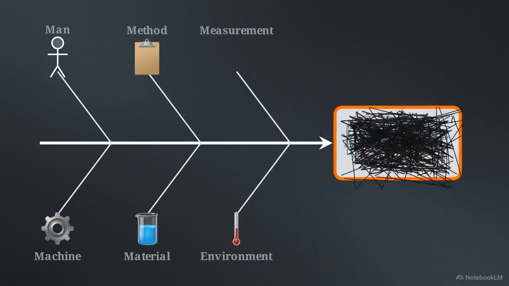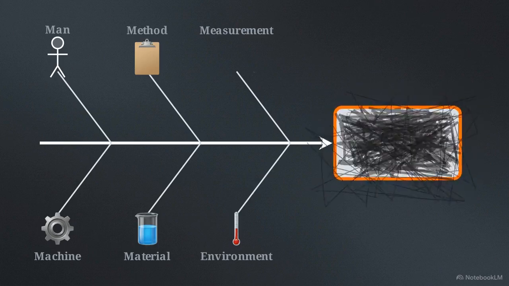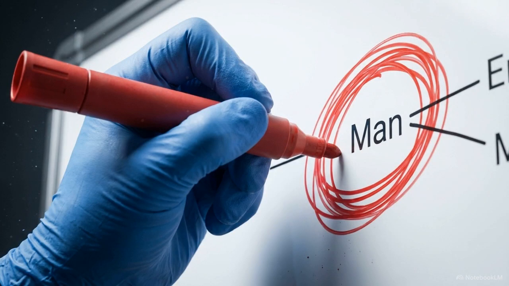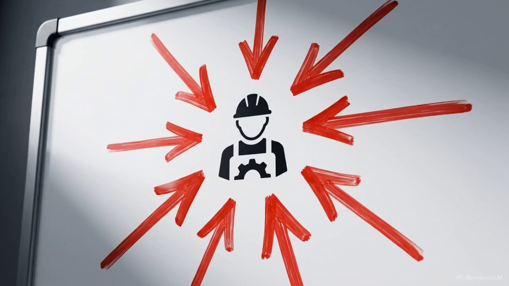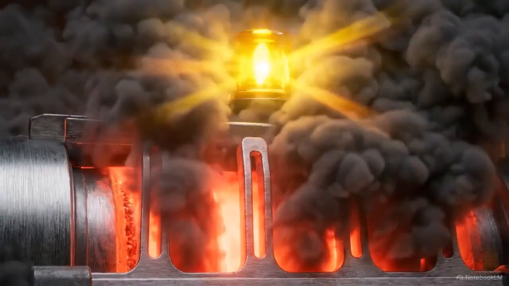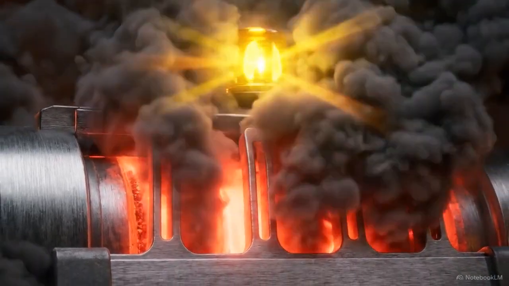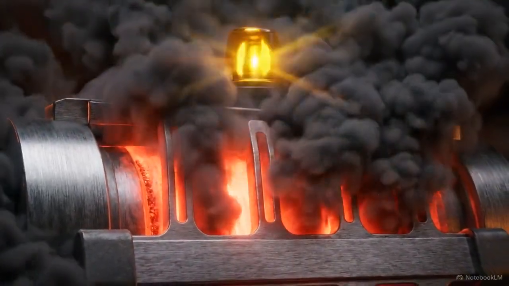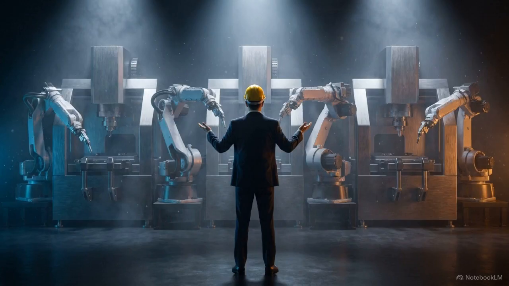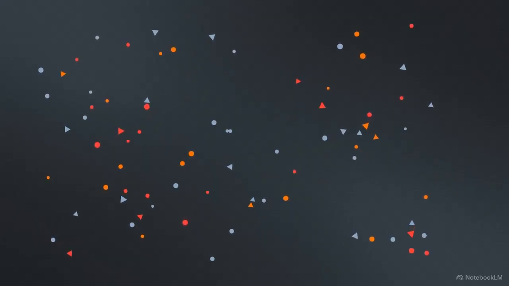Of course, the tool is only as reliable as the people using it. One of the most common mistakes is writing a problem statement that is entirely too vague. Another trap is bias, often seen when a team focuses heavily on the man category, trying to pin the blame entirely on personnel. You also have to be careful not to list secondary symptoms as causes. If a machine is overheating, that is a symptom, not a cause. And if you skip the verification phase and fail to back up your final diagnosis with quantitative data, you are right back to guessing.